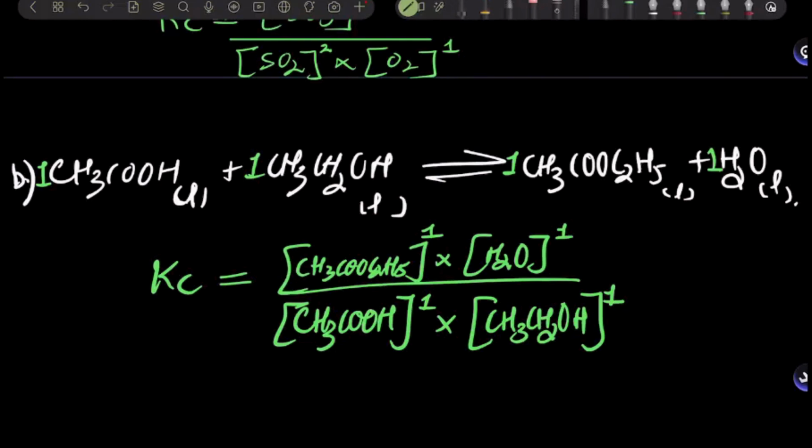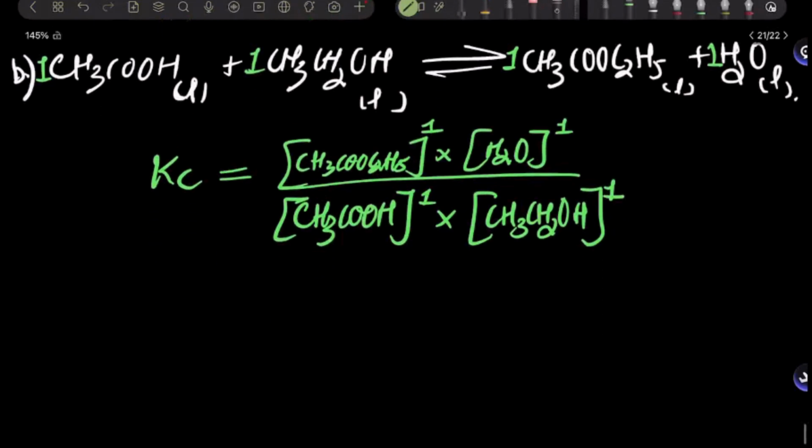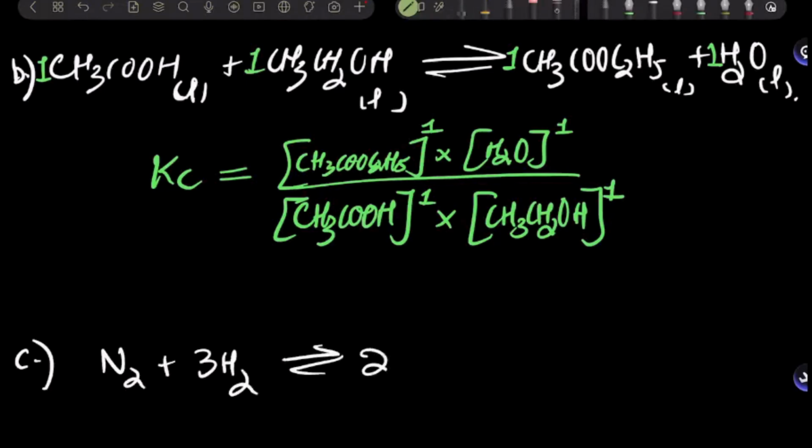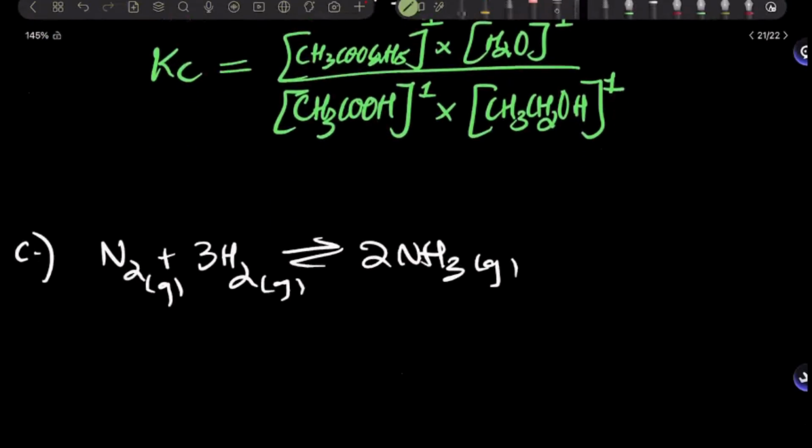Let's do one more example, and after that I'll teach you how to find the units over here. So let's do the Haber's process, that is N2 plus 3H2 goes into 2NH3 gas. All of them are gaseous, so it's a homogeneous equilibrium. In order to write the Kc expression for this equilibrium, what will you do? You'll do Kc is equal to the right-hand side, which is NH3.